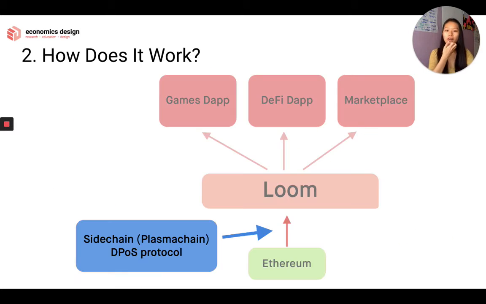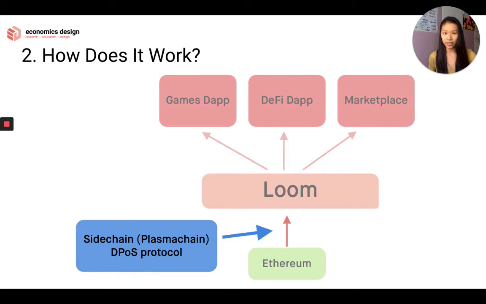So how does it work? How does Loom work? So firstly, Loom is built on Ethereum. But remember we talked about sidechain and plasma chain? So Loom doesn't build directly on Ethereum's main chain. It builds on the side chain, which is plasma chain. Right now Ethereum uses proof of work, and they're also talking about changing to proof of stake through the Casper protocol. But right now Loom uses plasma chain, which is a side chain from Ethereum.